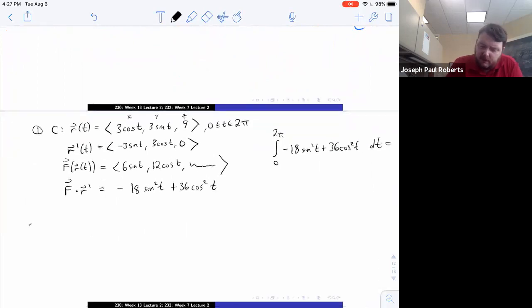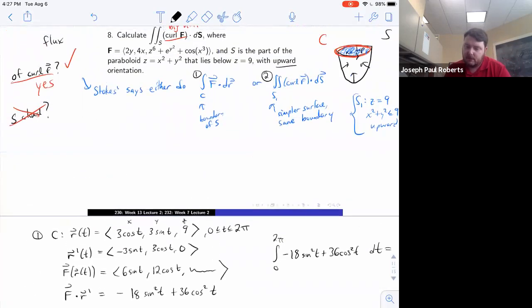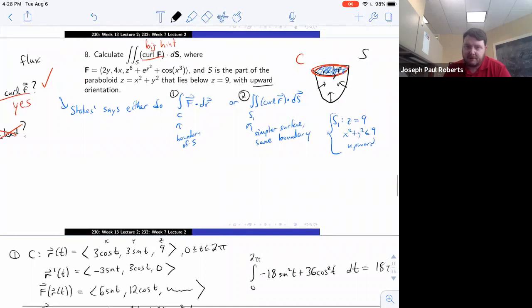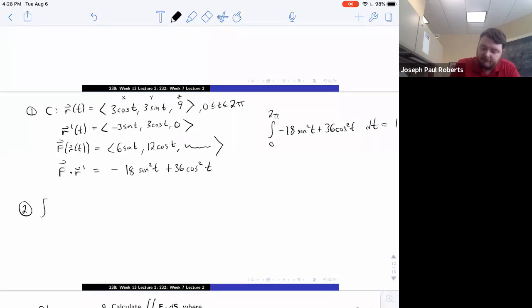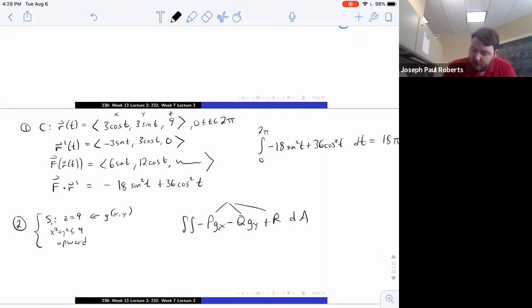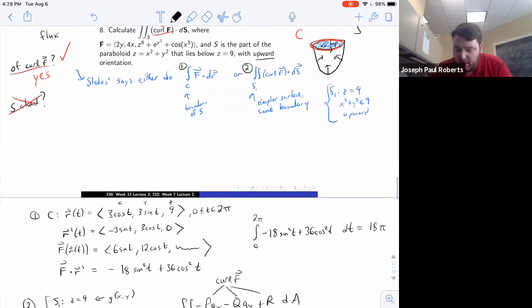All right, and then if instead I'm going to deal with the flux of curl F across S1, S1 is z equals 9. And this is the whole power of being able to change this to that, because then I have x squared plus y squared less than or equal to 9, upward. My flux formula is minus P g_x minus Q g_y plus R. And P, Q, and R are the components of the vector field whose flux I'm calculating, which in this case is curl F.